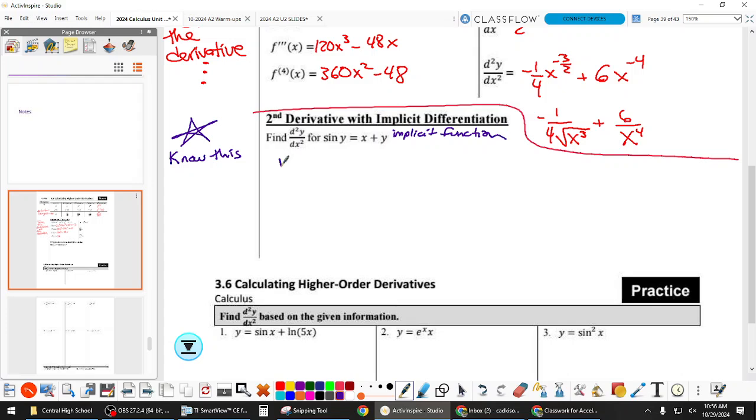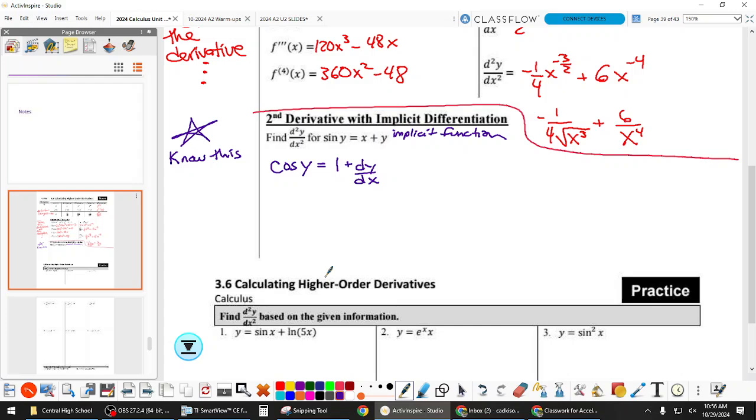So, how do we do sine? Cosine. And then we'll get 1 dx over dx, which we can just leave, plus 1 or just dy dx.